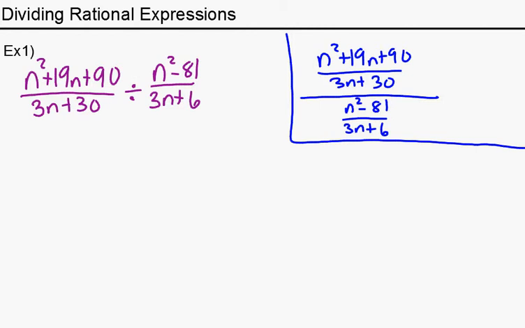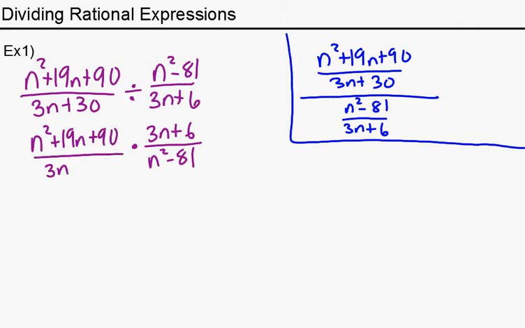If we remember, whenever I divide fractions, what I really do is multiply by the reciprocal of the second fraction. So I'm going to change this to multiplication. We take the 3n plus 6 over n squared minus 81, and then we just keep the first fraction the way it was, n squared plus 19n plus 90. Some places teach it as keep, change, flip. Keep the first one, change the sign, flip the second. So you're multiplying by the reciprocal of the second. And now we're just down to what we did before as multiplying rationals.